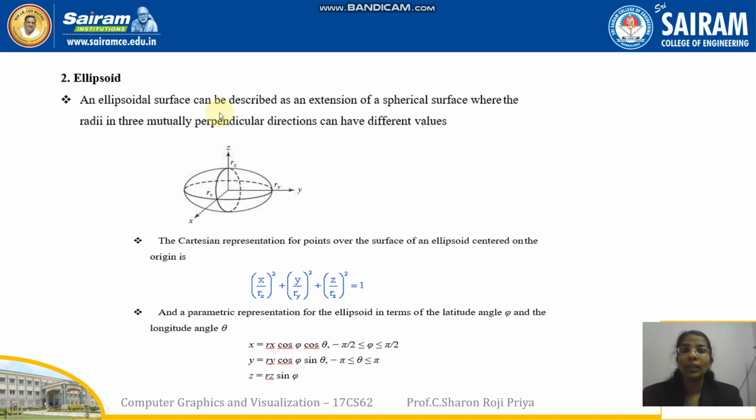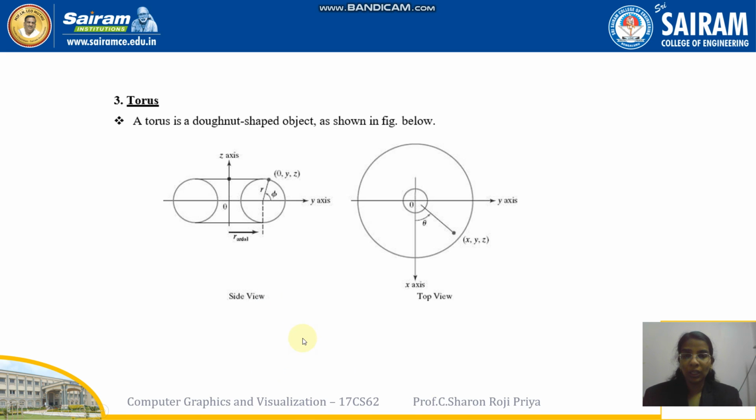Next is the ellipsoid. It is nothing but an extension of my sphere, and along the three mutually perpendicular axes, your radius will be different. That is, you will have three different radius values. You can check here: this is my ry radius, rz radius, rx radius. All three radius values are different, and these are the parametric equations.